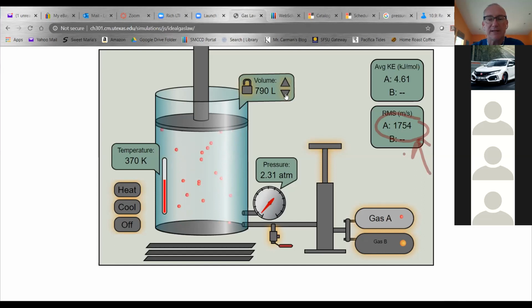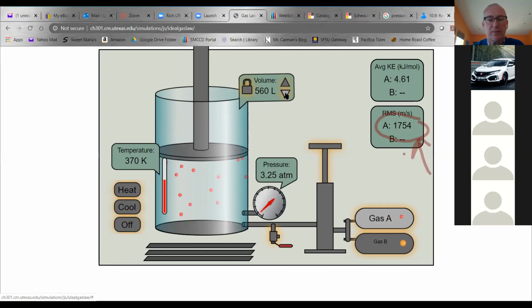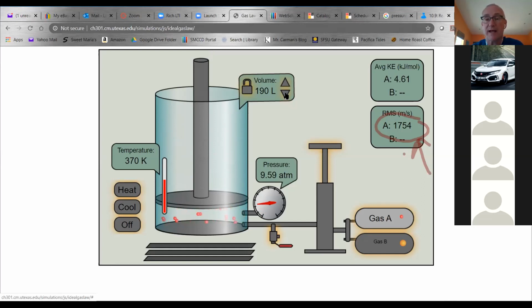So you can see how they're hitting the sides of the wall now. But if I go down, now they're almost constantly hitting the sides of something. They're either hitting the piston, the bottom, or the sides of the container, because they really can't go very far at all without making contact with one of the sides. And you can see the pressure's gone way up. I think the smallest volume I can go down to is 150. And now you see they're just basically constantly making contact with the sides of the container.